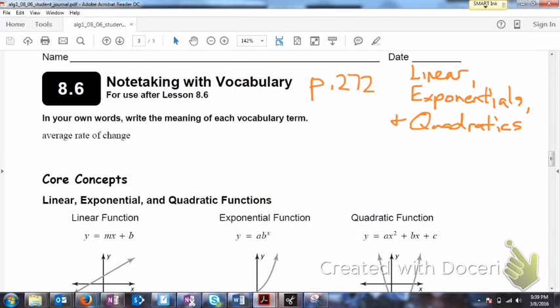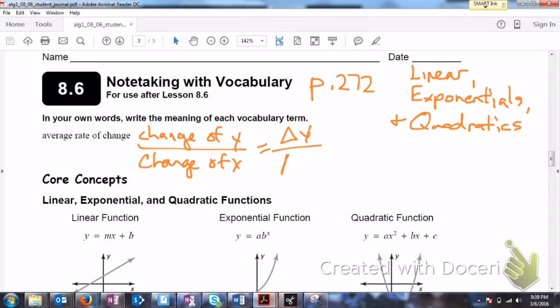Here we go. Let's look at a definition first. The average rate of change. Turns out the average rate of change, we talked about this before. Back with lines, it was the slope. And to find the slope, we just did the change of y over the change of x. Change of y over change of x. And you'll see me use this later as delta y over delta x. Just little triangles. Okay, so quick definition. We'll come back to that later on. But let's see what else we've got here.